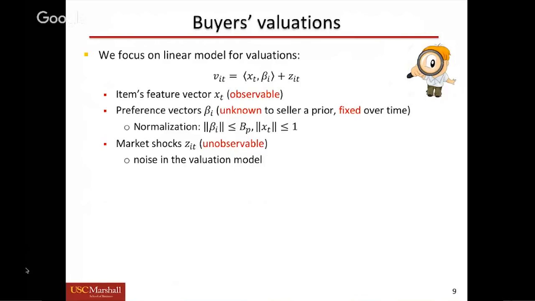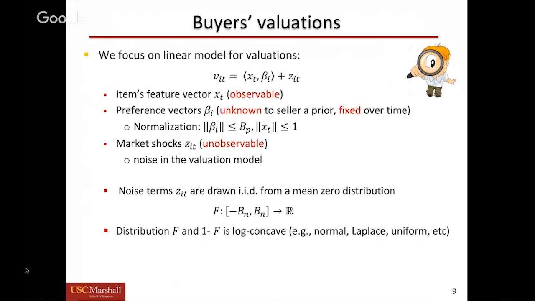And here, the market shocks z_it, of course, are not observable, and they capture the features that are not measured by the seller. The valuations could be negative, but then it's just 0.